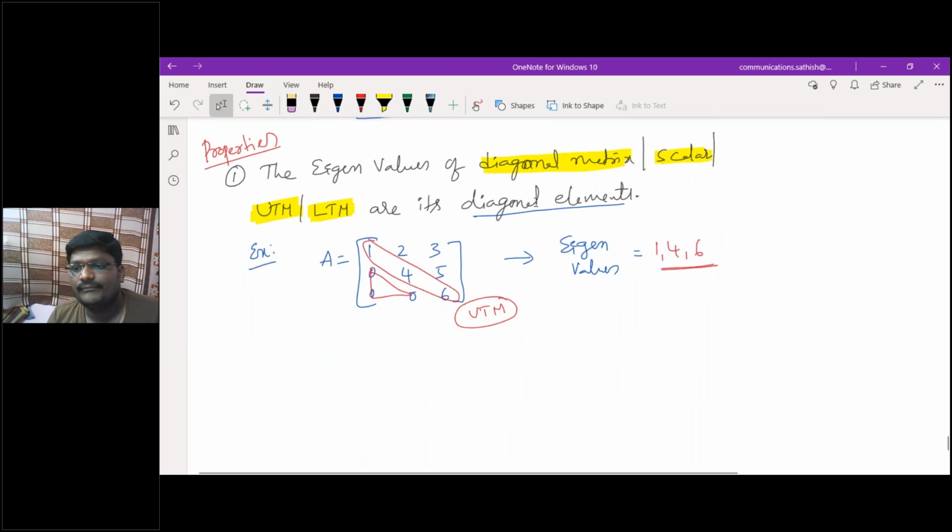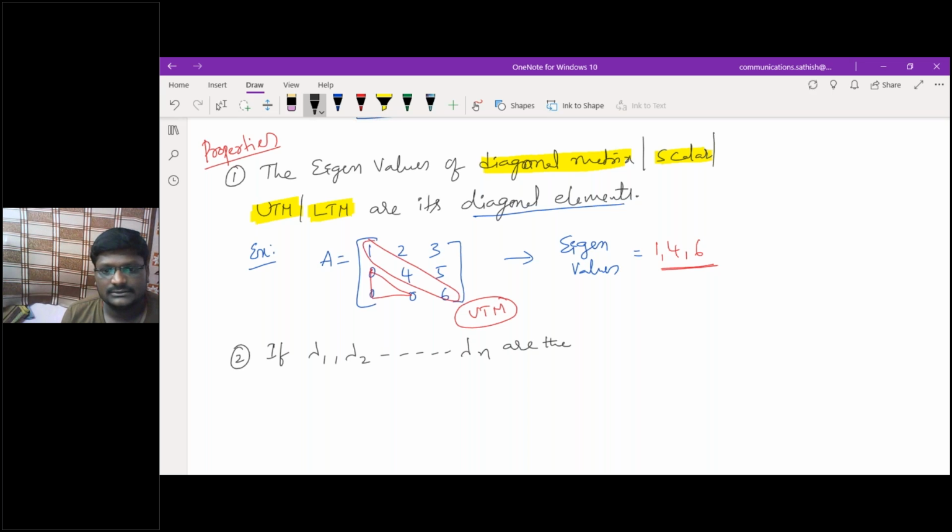Yes, diagonal elements. Am I correct or wrong? Are you able to follow me? Yes, sir.